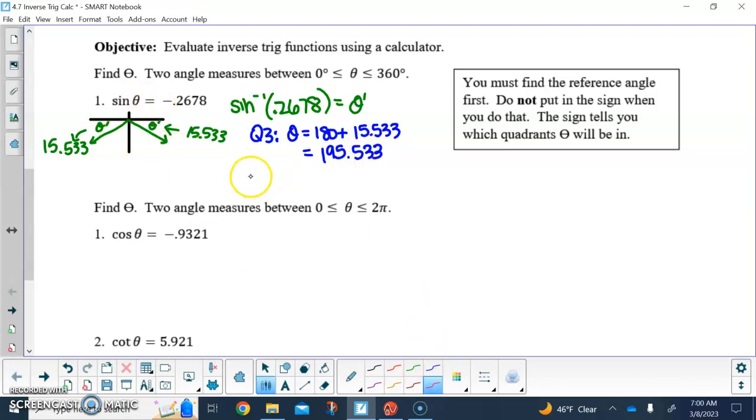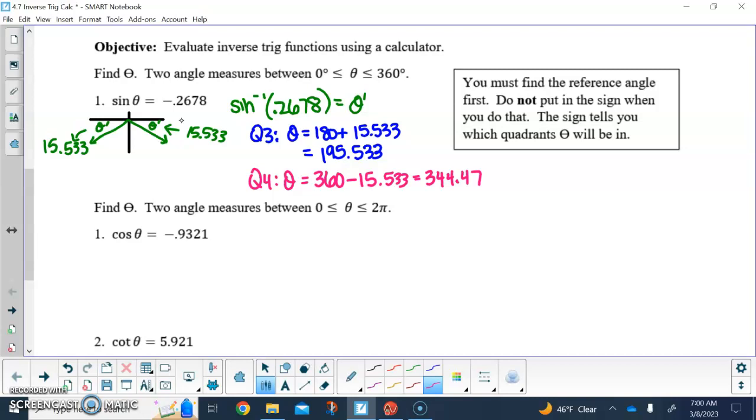Quadrant 4's angle: if we're in quadrant 4, the easiest way to find our theta is to think of it as 360 minus your reference angle, because it's everything except this little chunk here. And so when you do 360 minus 15.533, you get 344.47. So you have to know what quadrant you're in, and then think about whether you would add that reference angle to it or subtract that reference angle from it, okay?